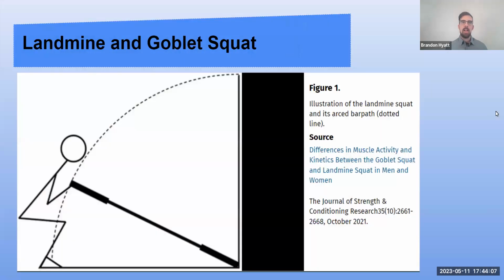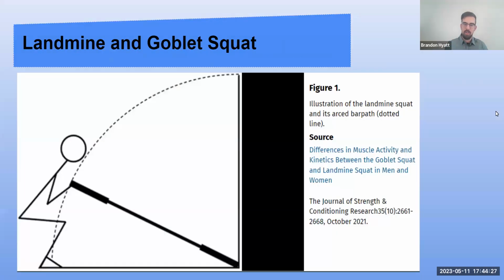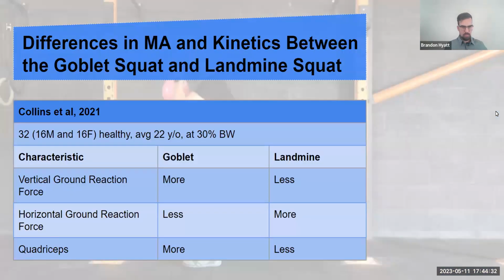All right, landmine and goblet squat. We've got just one study to look at here because there was not much research on these exercises. They found that there was more vertical ground reaction force for the goblet, less for the landmine. Picturing that makes a lot of sense. For landmine, you're leaning forward, like, look at this picture, you're leaning forward a lot, going a little more horizontal. And the reverse was true for horizontal: definitely more horizontal for landmine, less for goblet.